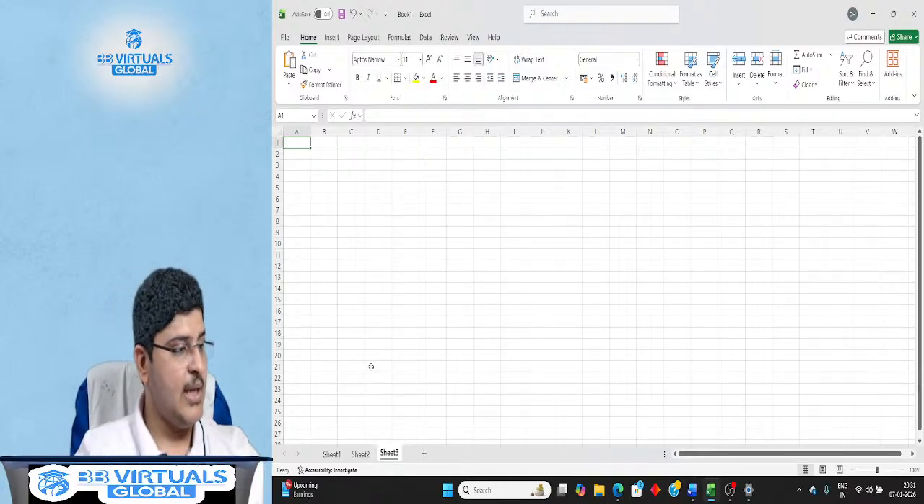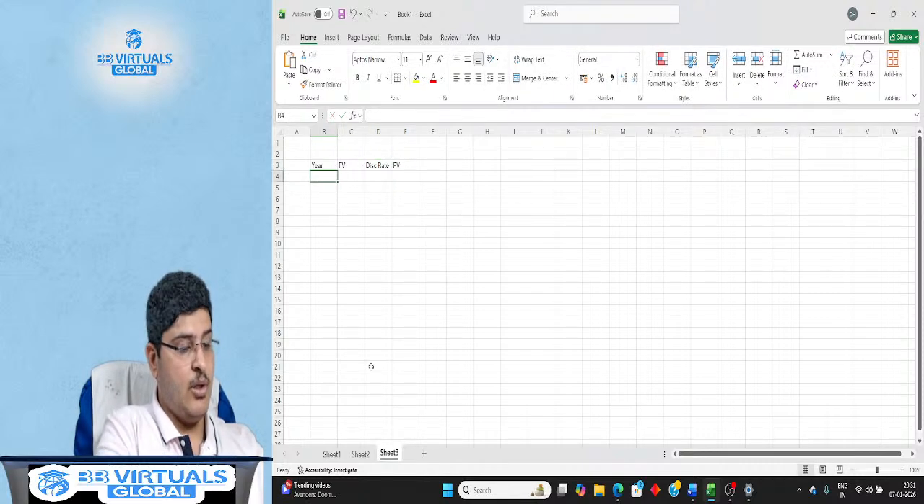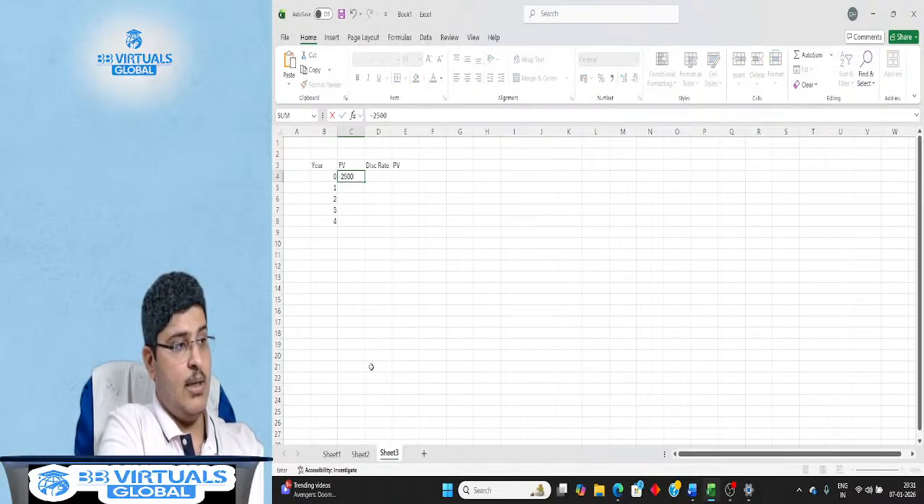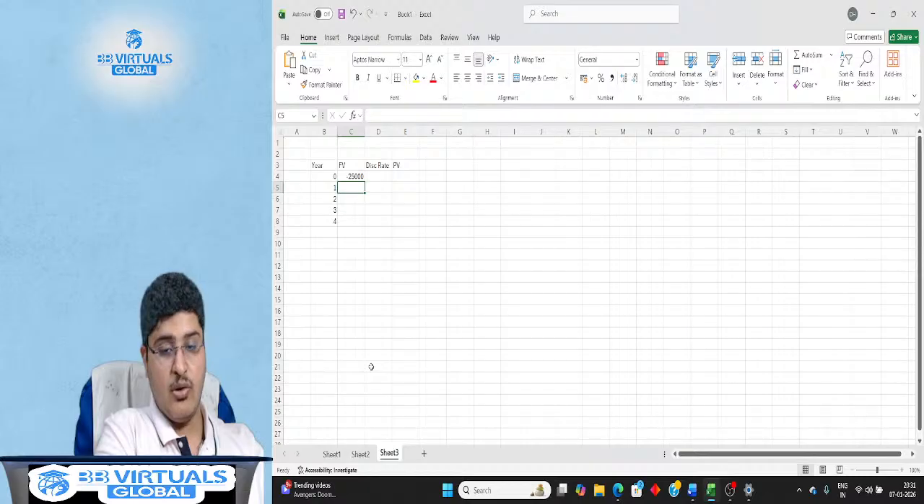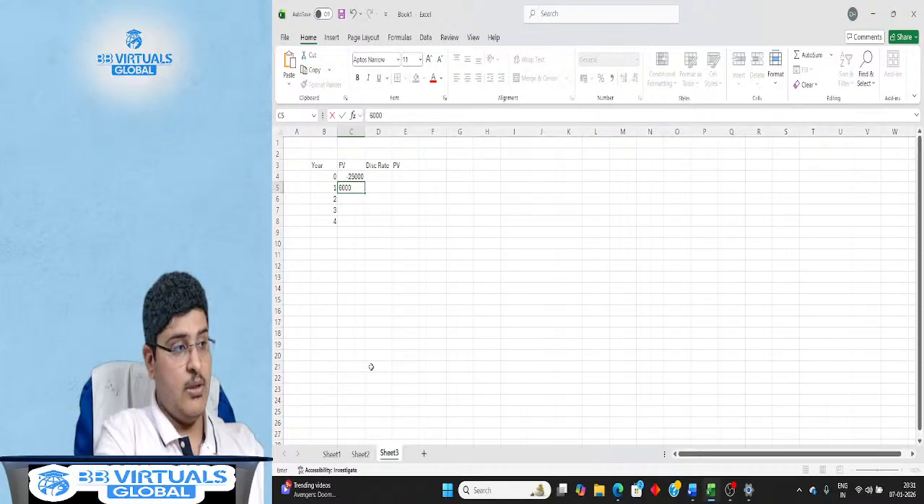So in the spreadsheet, you will do the same thing here: future value, discounting rate, and present value. Your year 0, 1, 2, 3, and 4. Your future value for year 0 is 25,000, which is also your present value. For year 1, it is 6,000. For year 2, it is 10,000. Year 3, it is 8,000. Year 4, it is 7,000.